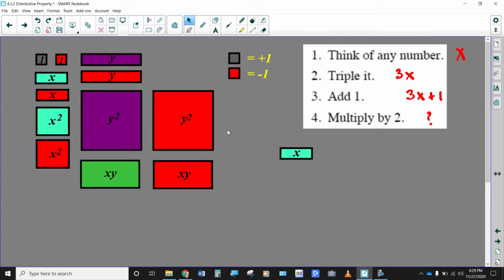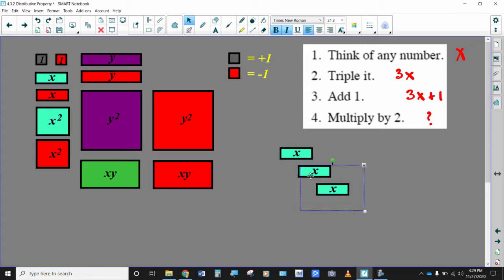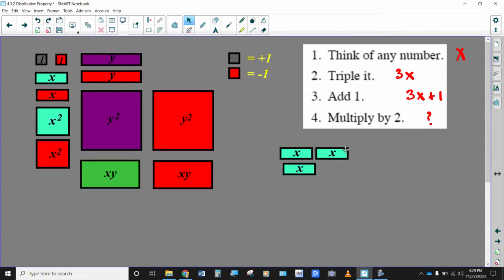So we're thinking of any number, right? And that number is an unknown, so we're going to represent that with the variable x. So when you triple that x, now you got 3 x's instead of 1 x, correct? How do I want to do this? Maybe I'll put it like that. Okay. And then it says add 1. So now I'm going to add 1 to that. And then it says multiply times 2.